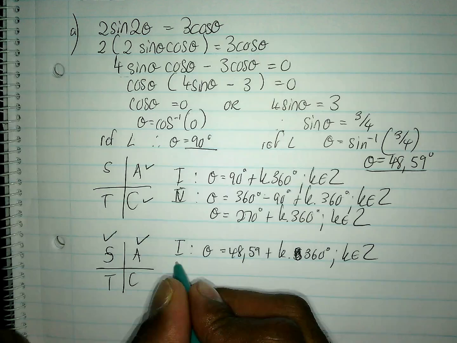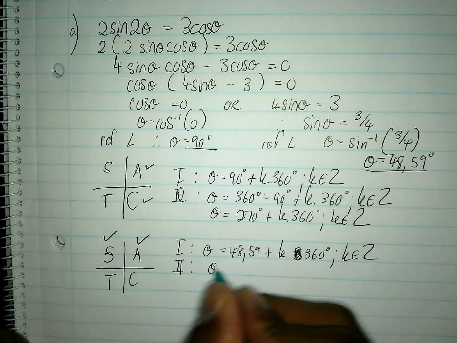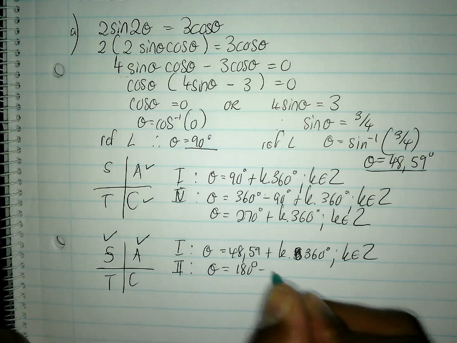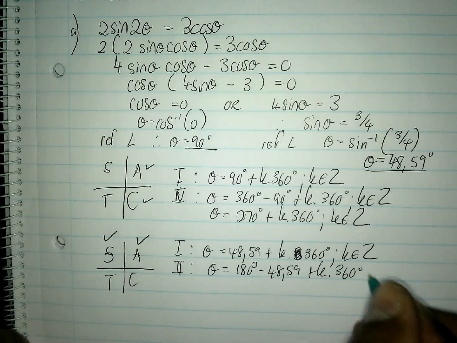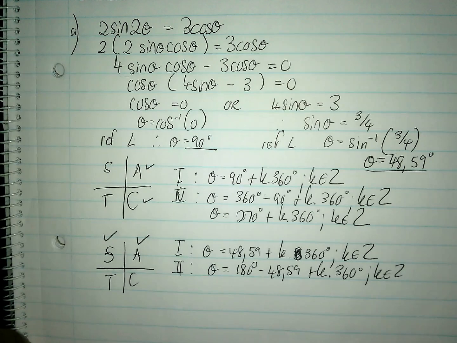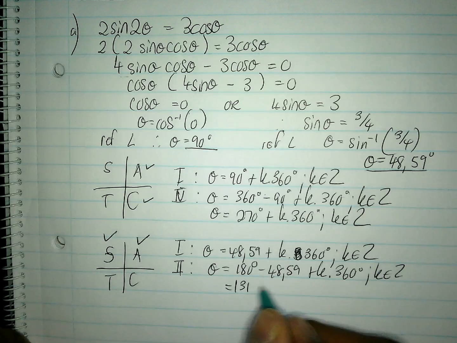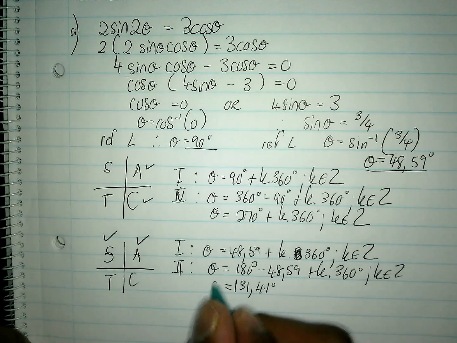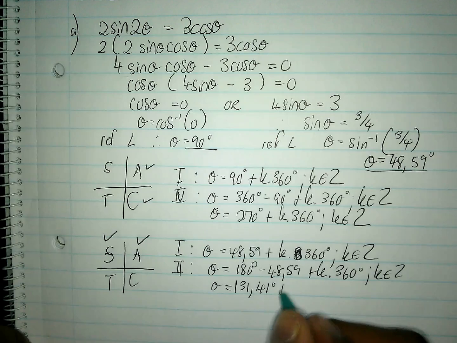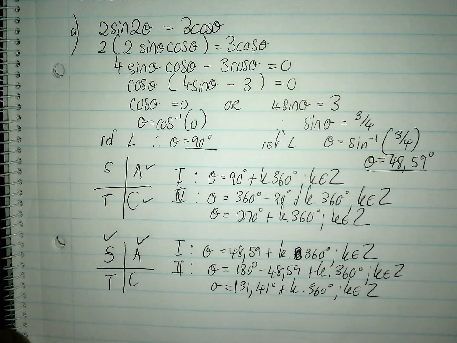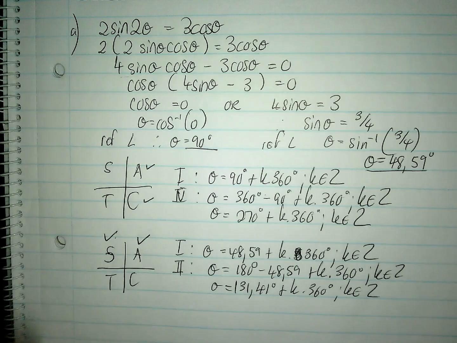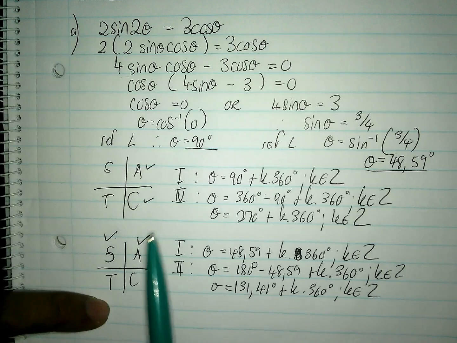Then from there, we go to the second quadrant. So it's going to be 180 minus 48.59 plus k times 360, right? And from there you're going to get 131.41 degrees, plus k times 360, k is an element of integers. So this is going to be the general solution whenever we have to solve double or compound angles, right? That's that. So this is for A.